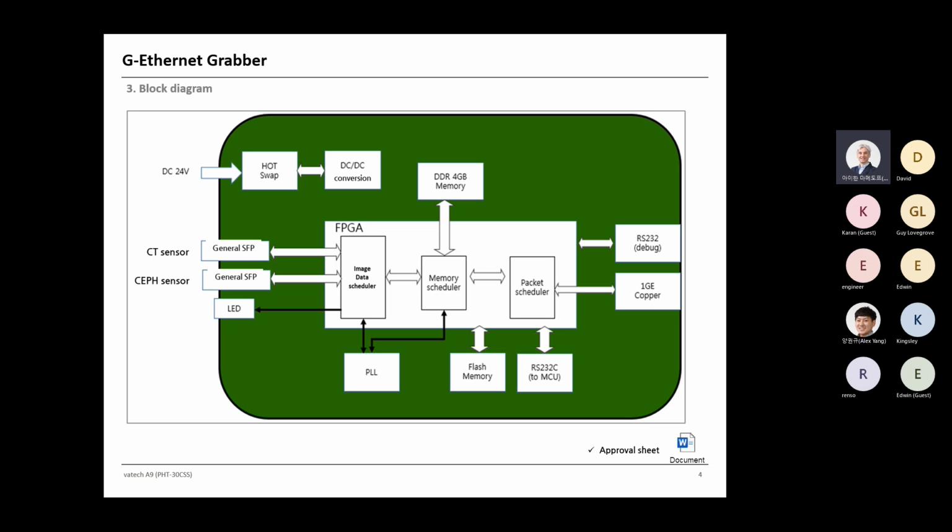And in case of the packet scheduler, it communicates with the manager program on the PC and transmits image data, right? So all this packet scheduler does is transmit the image data received from the memory scheduler. And we have here the Ethernet port, all right? So in order to overcome the disadvantages of the PCIe interface of the existing fgrabber that we had on other products, we changed it to Ethernet type connection.